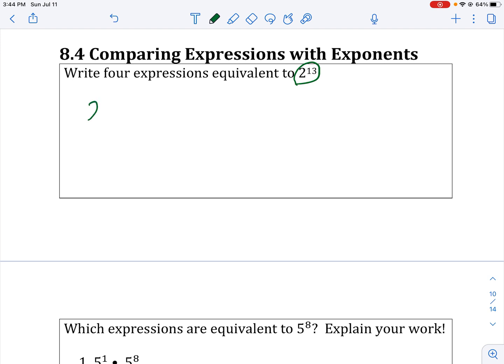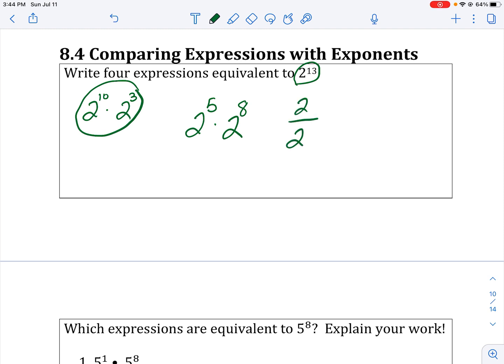So a popular one here is when we multiply like bases, we know that we add our exponents. So this expression right here equals 2 to the 13th power. Another multiplication one, let's go with 5 and 8, also equals 2 to the 13th power. When we divide like bases, we subtract our exponents. So we can go 20 and 7.